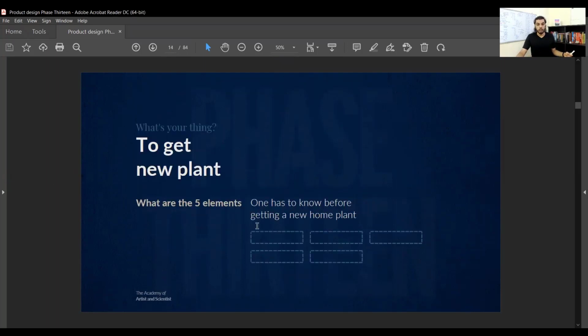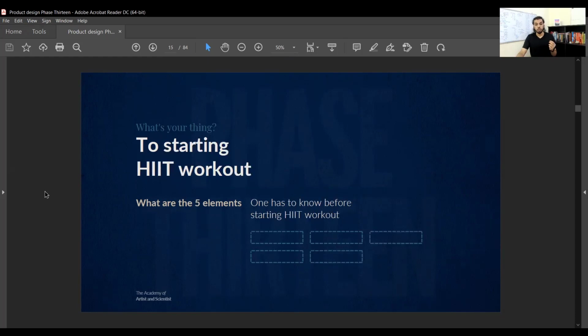To get a new plant, one has to know things before getting the new plant. I need to know where I'm going to place the plant, whether there are squirrels coming in the daytime or rats towards the end of the day. For that, what do I need to be doing? It's all about the action part of it. One has to know before planting.